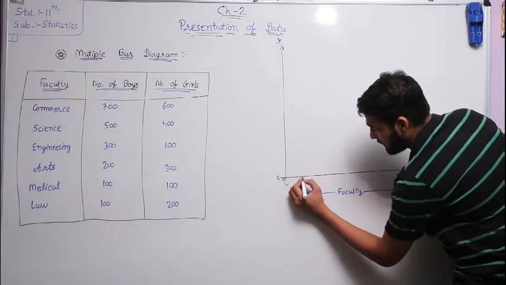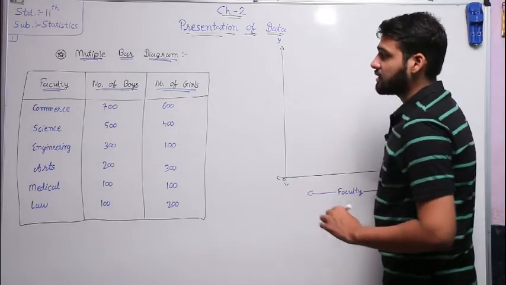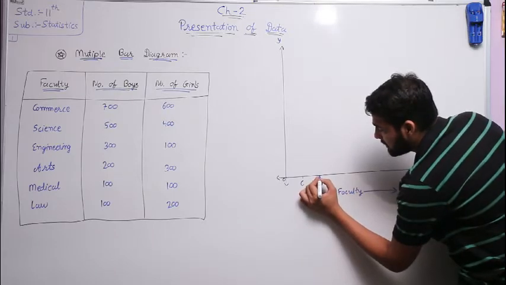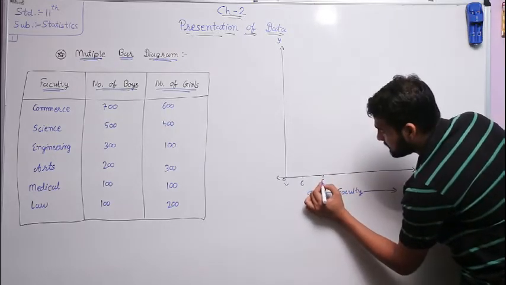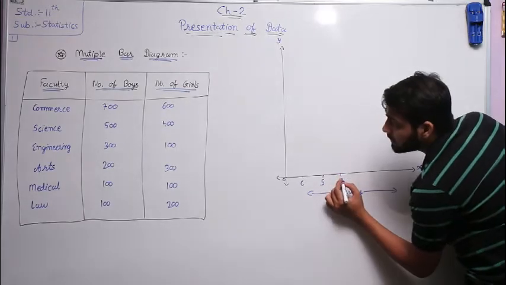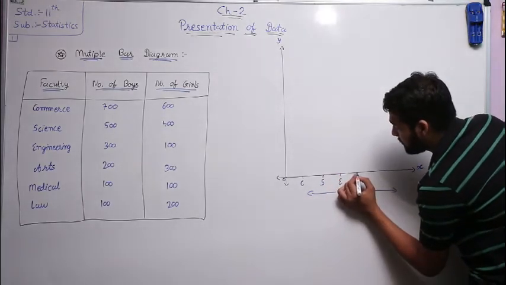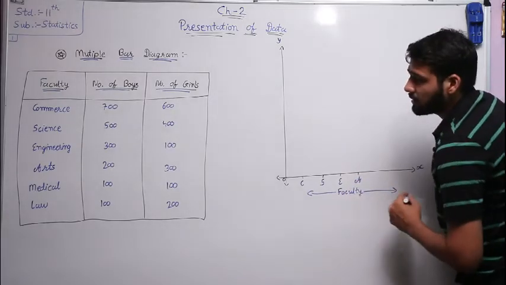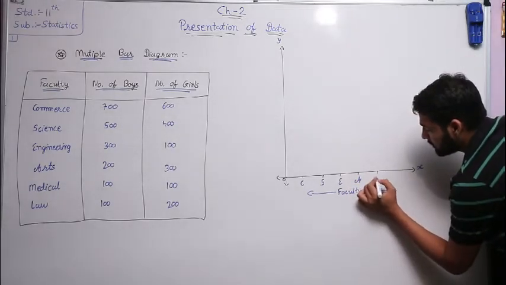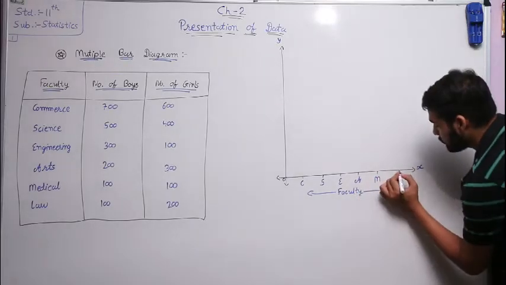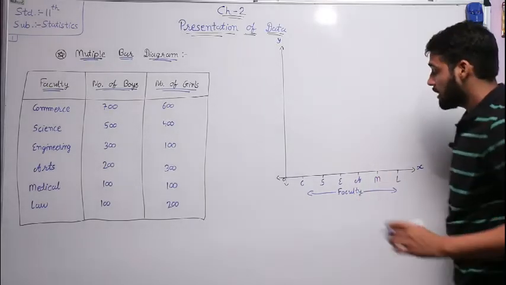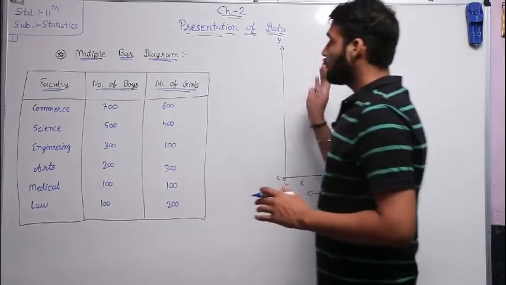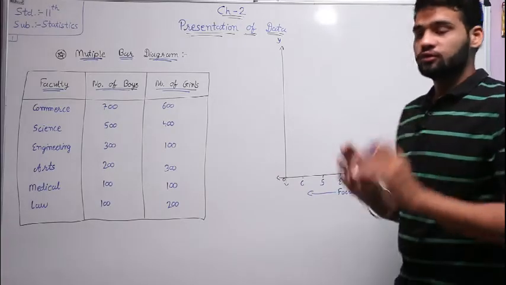Here I mention only the first letter of each faculty. The first is commerce, so we mention only C. The second is science, so only S. Then engineering E, then arts only A. Then medical, denoted only M. And the last one is law, that means L. So on the x axis we mention the faculty, and now on the y axis we mention the number of students.